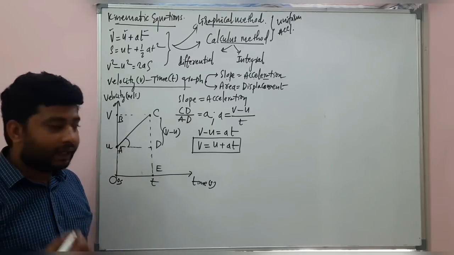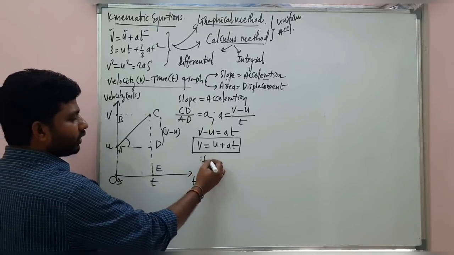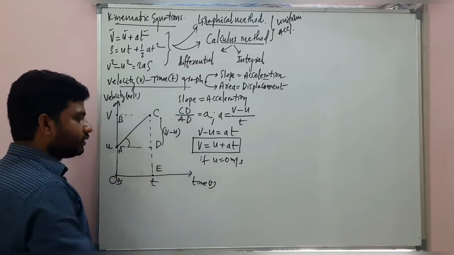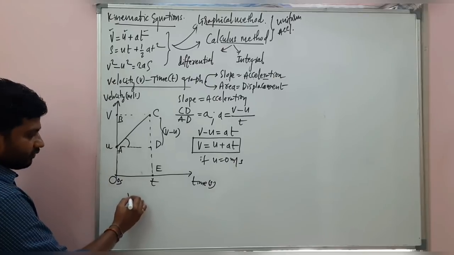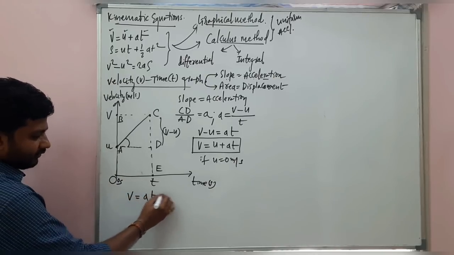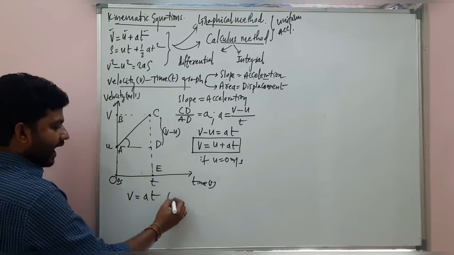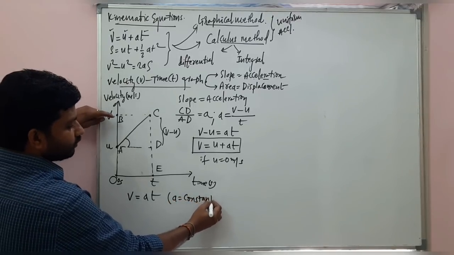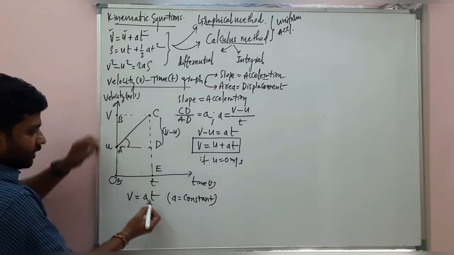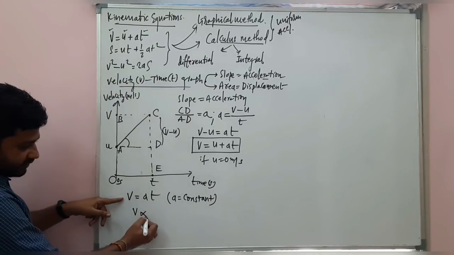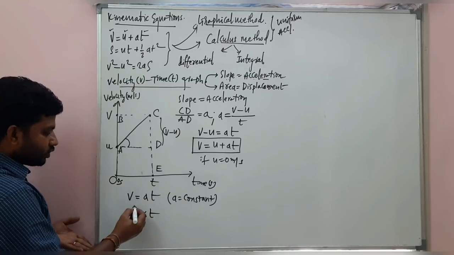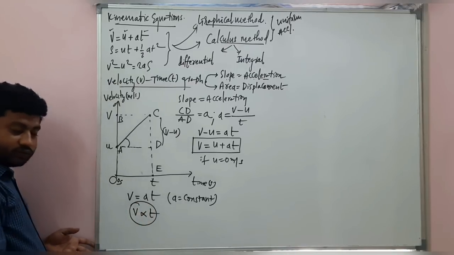Okay. If the body is starting from rest, if initial velocity is 0 meter per second, what I can write here is V equals AT. Carefully see. As acceleration is constant, the body is moving with constant acceleration, so I can write V is directly proportional to T. That's the rule of proportionality. So V is directly proportional to T.